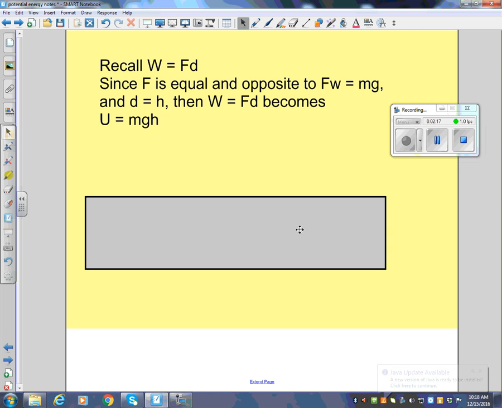Remember, W equals Fd. And since F is equal and opposite to Fw, like the applied force up, Carter, paying attention, man. Now you're playing with a calculator.